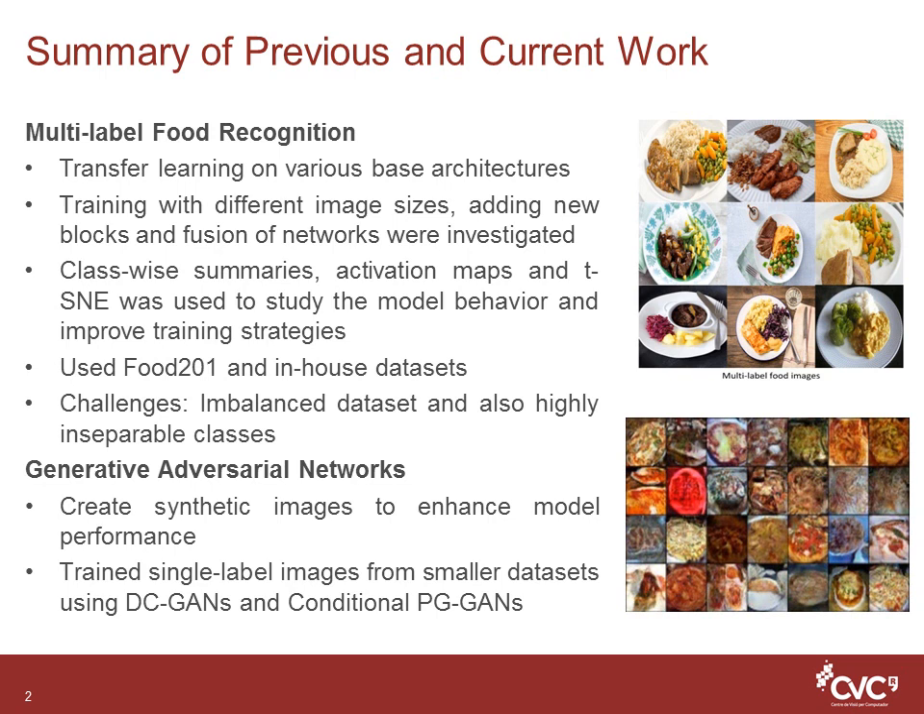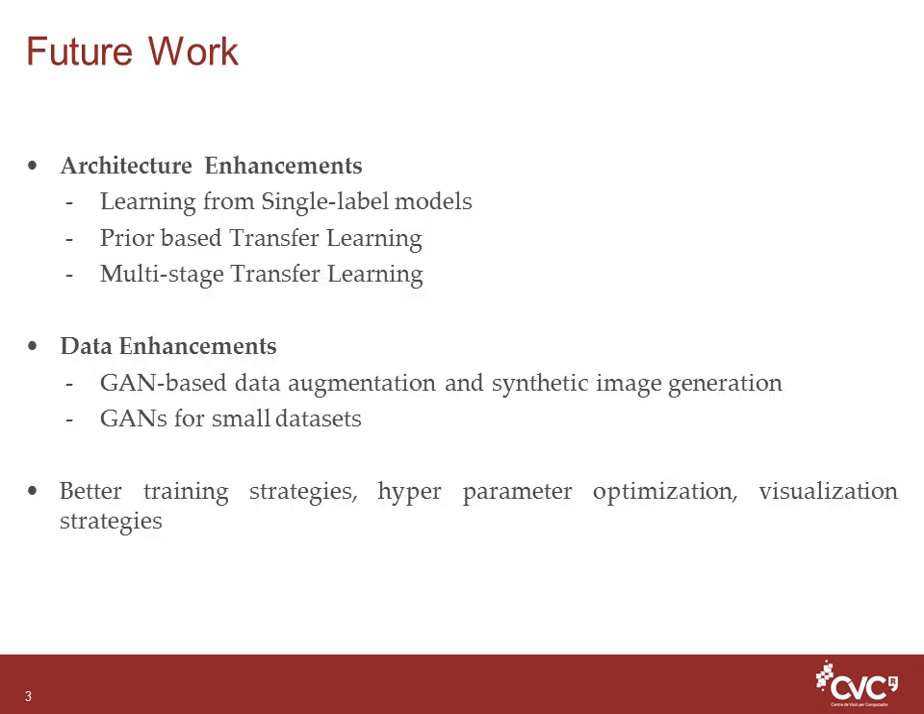Some of the challenges encountered during this time are the imbalanced nature of the dataset and some of the classes being inseparable. In order to increase the training data, we explored GANs. Early success was achieved with single label food image generation using DC GANs and conditional PG GANs. Currently, we are exploring strategies to create multi-label images using GANs so that it can help in handling the class imbalance problem.